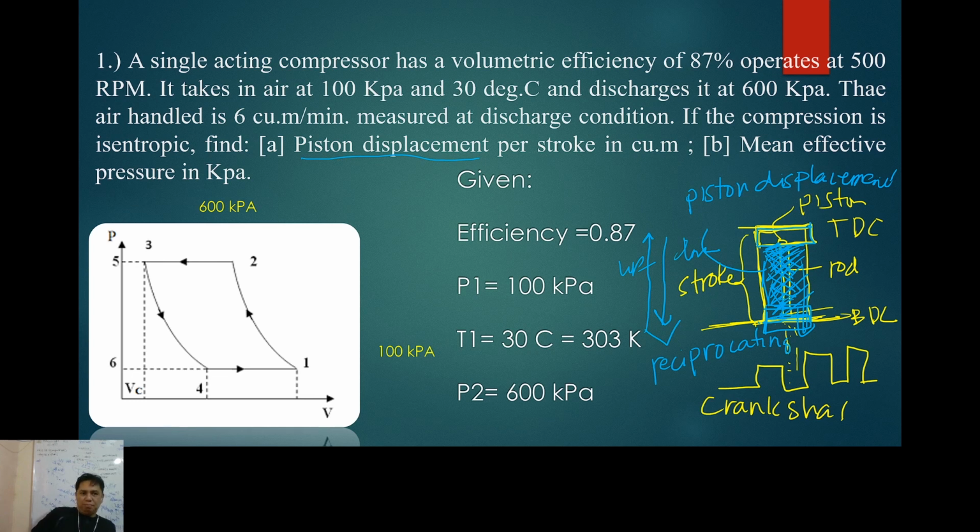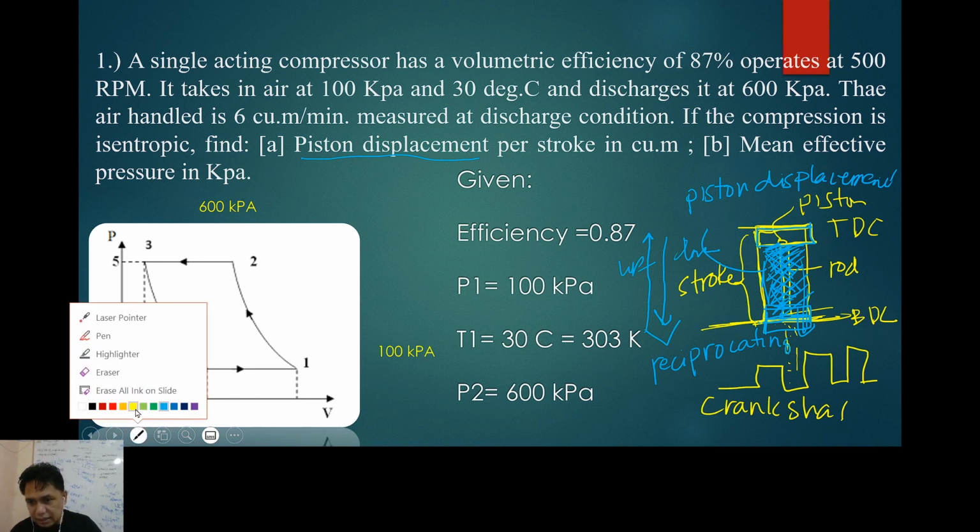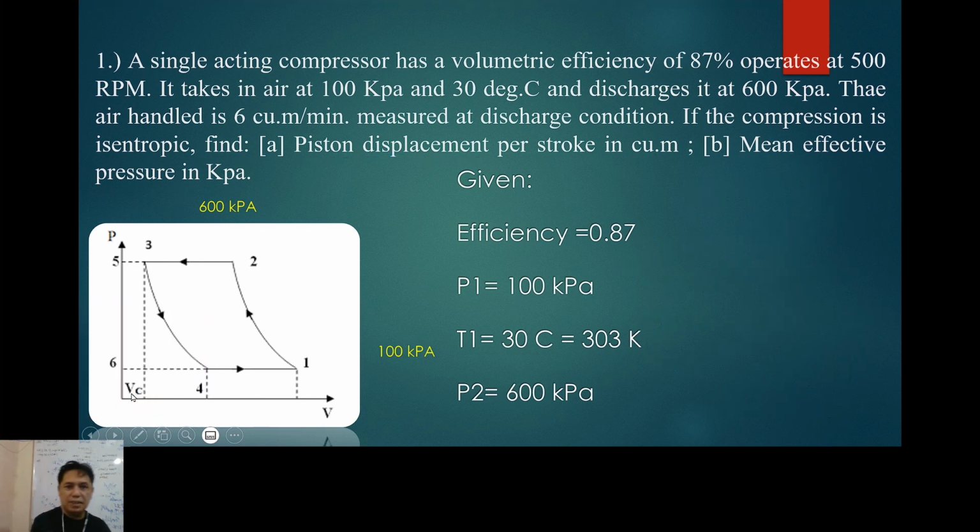Now, once you get the volume displacement, you can get the pressure. Okay? So now, what is the formula for the mean effective pressure? The formula for the piston displacement, we will know later. There's a thermodynamic formula for that, and there's a general formula for that. But let me discuss the mean effective pressure, or MEP. The others are just saying MEP, mean effective pressure.